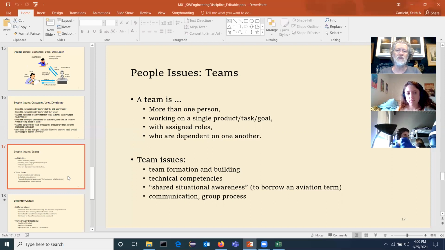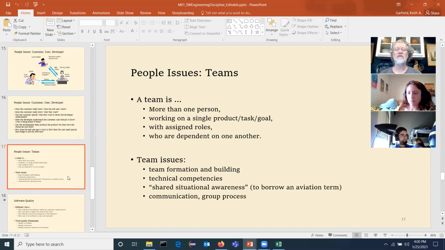Assigned roles, if you don't have assigned roles. Now this is a loose term. I don't mean that the leader of the team is a dictator: you do this and you do this and you do this. But the team will assign roles. Now in Agile, you do a lot of self-assignment, right? You volunteer for things and so you become assigned that way, but you do have a distinct recognized role in the team. And then you have to be dependent on each other. Again, if you're not dependent on each other, it's not a team. It's just a bunch of people doing stuff.